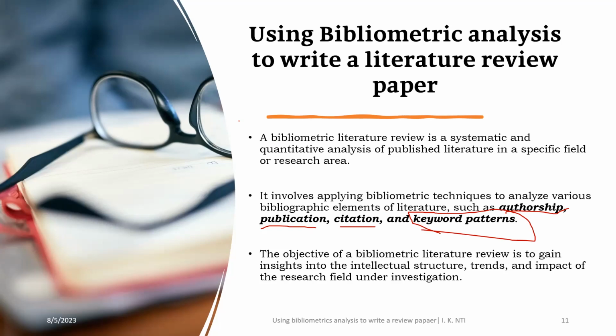Okay, so we are saying that the objective of a bibliometric literature review is to gain insight into the intellectual structure, the trend, and the impact of the research field under investigation. So whenever you're doing a bibliometric literature review, don't forget the main focus: the objective is for you to know the trend and the impact of the research in that field. The trend can be like which institutions are trending, which authors are trending, which documents are trending. If you want to talk about funding agents, or about cooperation, which country is working with which country, you can do all those analyses.